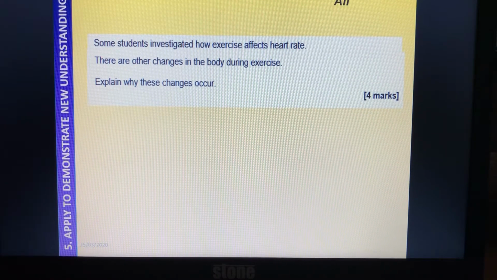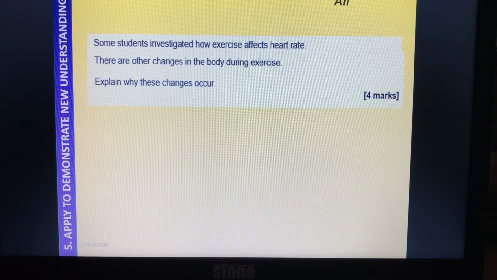So first exam question then is a 4-marker. Some students investigated how exercise affects heart rate. There are other changes in the body during exercise, okay, apart from heart rate. Explain why these changes occur. Okay, so we're not looking at heart rate in our answer. There are other changes in the body during exercise. Explain why these changes occur.